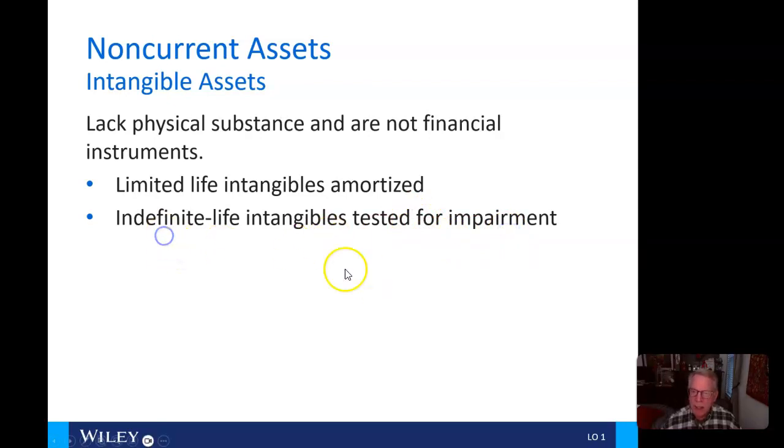Okay, so what are indefinite life intangibles? That would be something like the Nike swoosh, that kind of like a check mark. It's really an artist's depiction of the wing of Nike. And so that particular intangible trademark is not losing value at all. It's just as strong, and it gets stronger every day as brand recognition. So that particular intangible would not be amortized. Probably wouldn't be impaired either, but it would be tested for impairment.